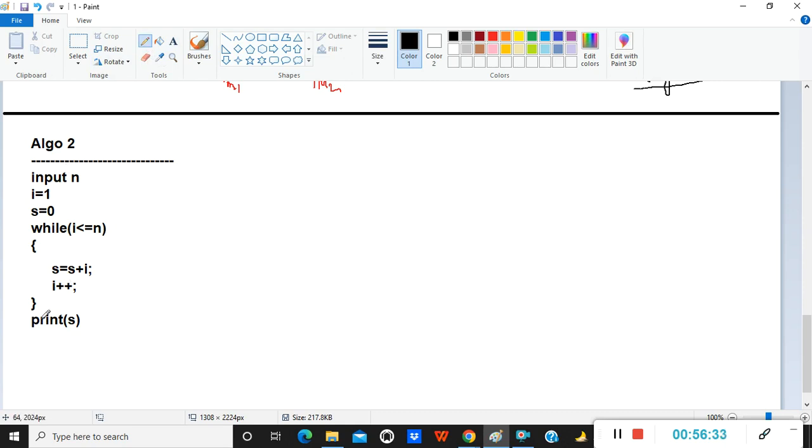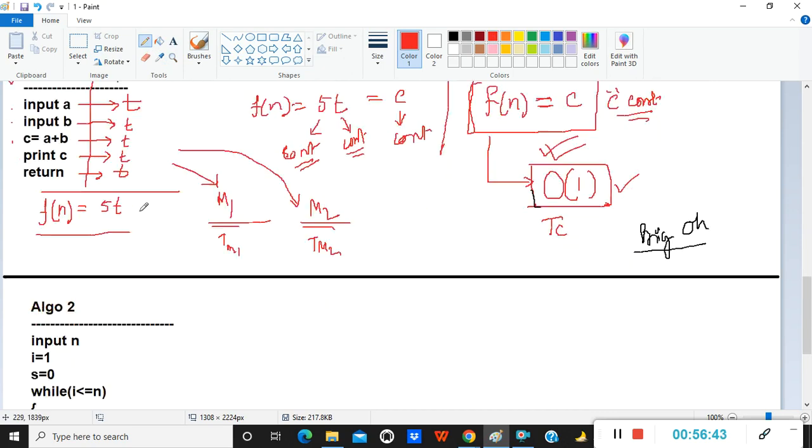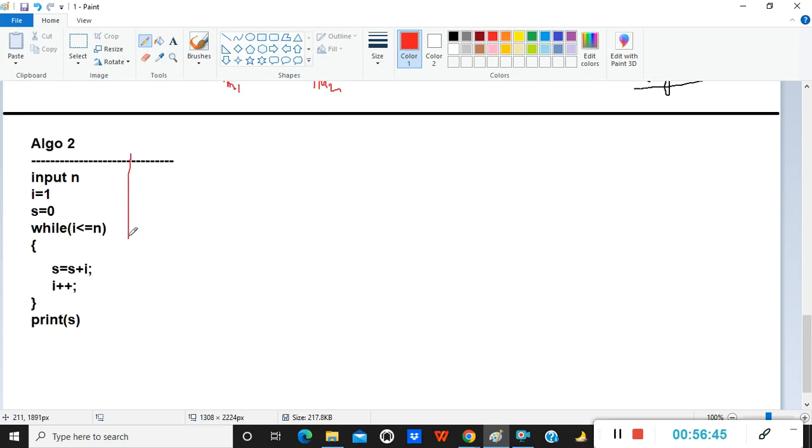No nested loop. You can have multiple loops, consecutive loops, meaning one loop after this loop. You can have that thing too. So this is another type of algorithm which is different from the previous one. Now see, we also consider the time for this algorithm. Each statement time will be t. Now tell me, there are some important factors here.